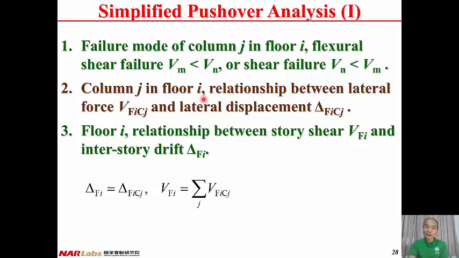That's the relationship between lateral force, Vfi Cj, and lateral displacement, delta Fi Cj. And according to the assumption of rigid diaphragm, then we have delta Fi, that's the i-th floor inter-story drift, equal to delta Fi Cj, that's the lateral displacement of all the columns in that floor. And Vfi equal to the summation of all column lateral force. Therefore, Vfi equal to summation over j of Vfi Cj.